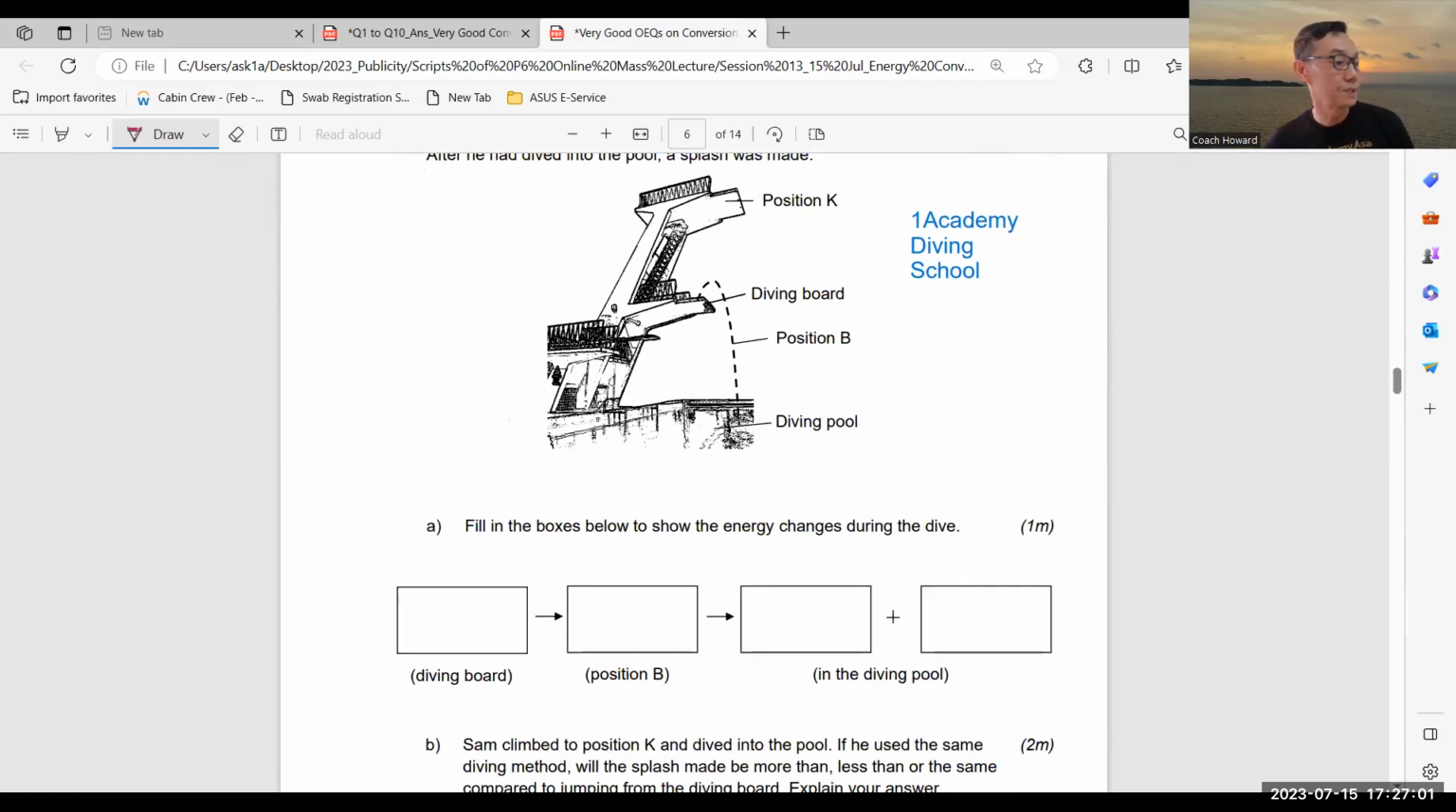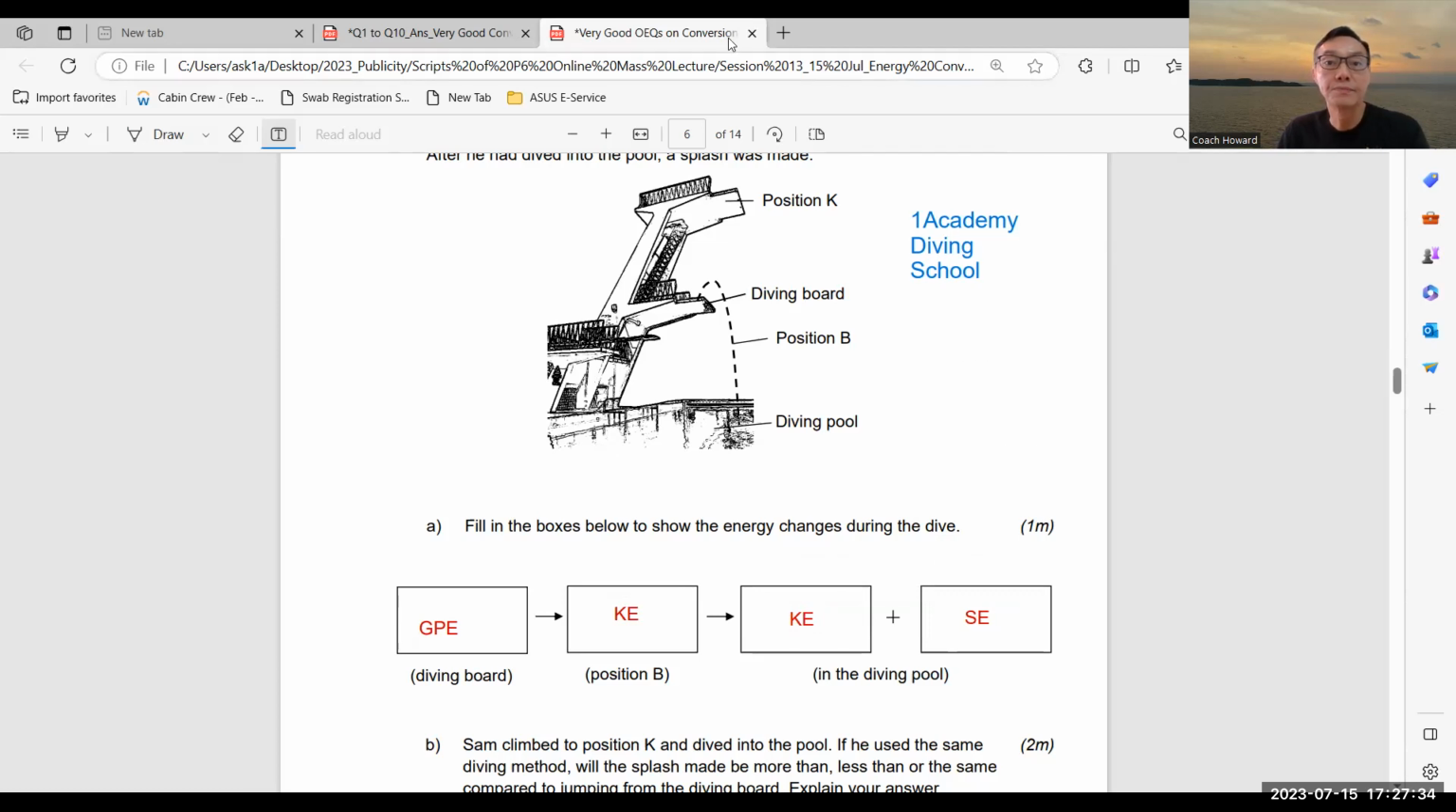For this question, you put in the first one, GPE change to kinetic. I write the short form, but you spell out the whole word: gravitational potential energy change to kinetic energy. Into the pool is kinetic because the person is still going inside, and there is sound energy.